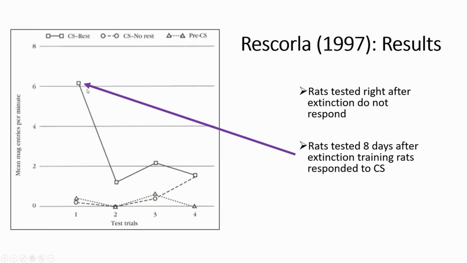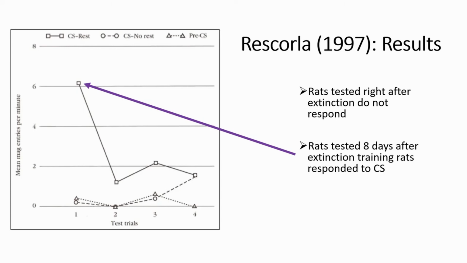we see spontaneous recovery, where their number of magazine entries increases dramatically after that rest period. So we see that they're showing a response to that conditioned stimulus, so we see spontaneous recovery. So this tells us that that rest period is very, very important, where during that period, something happens that makes this spontaneous recovery possible.